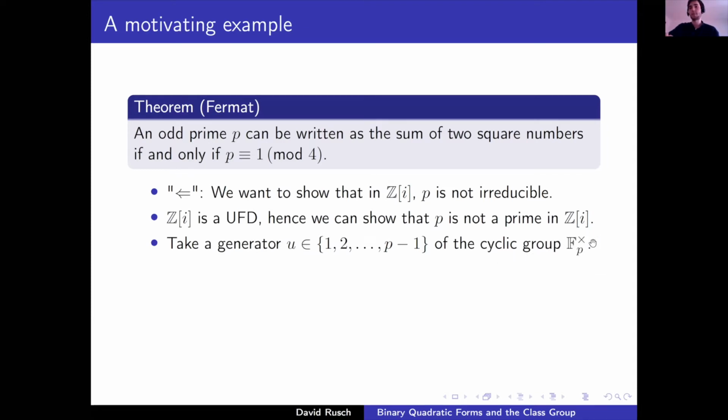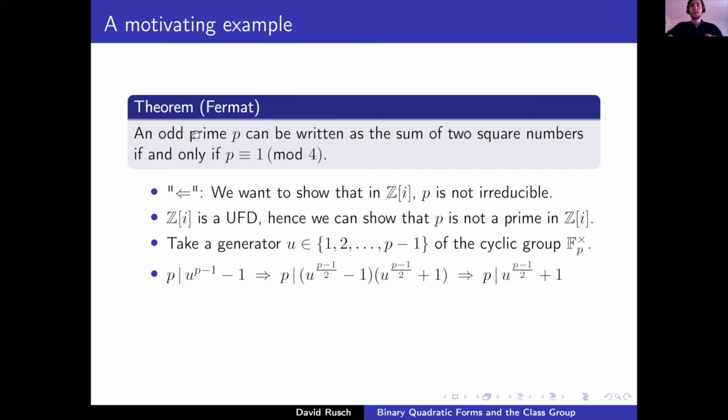So from algebra 2, we know that for each finite field, or the finite field F_P, the group of units is actually cyclic. So there's a generator, and we take the generator U, and we just consider U to be an element in the integers. Then U has order P minus 1, and from this we get that P divides this thing here.